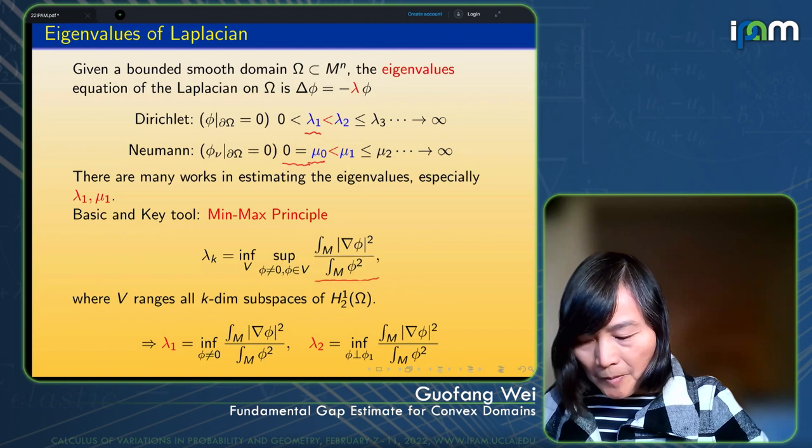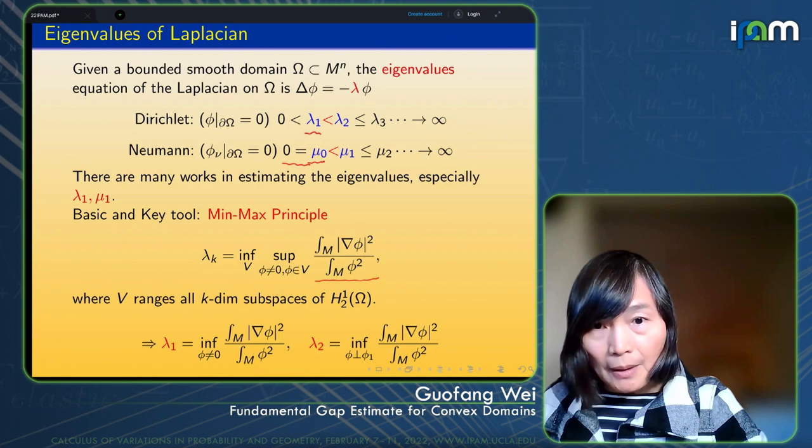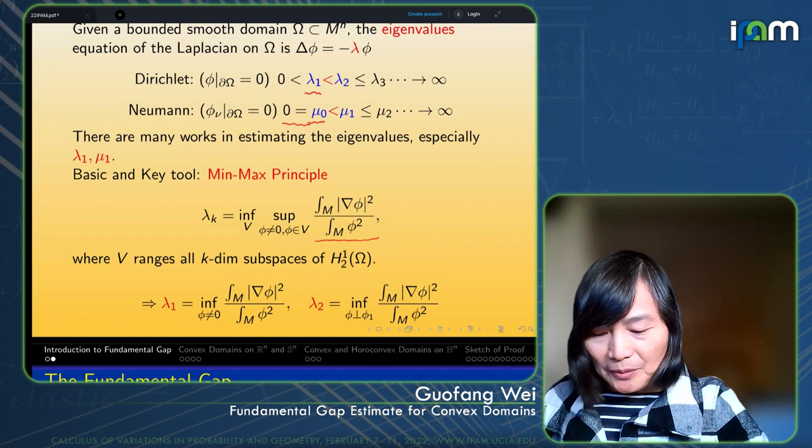So we would like to give lower bounds for the eigenvalues. Intuitively, to give an upper bound, all we need is some good test functions that you plug in. But in order to get a lower bound, you need an estimate which works for all the functions. Okay.